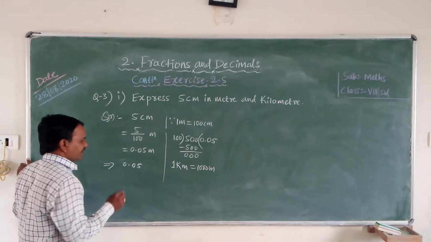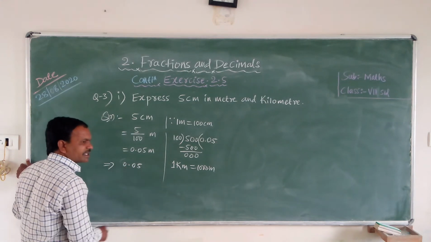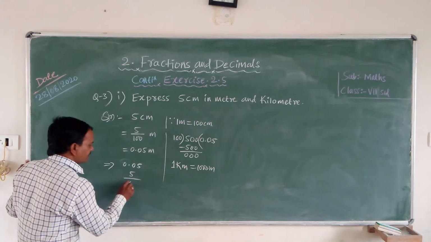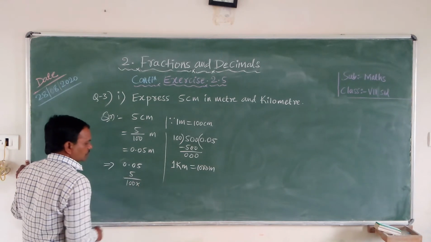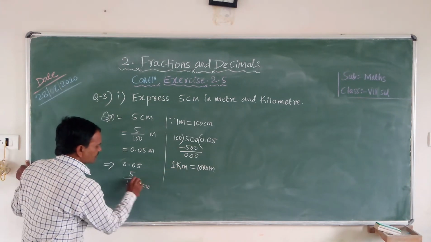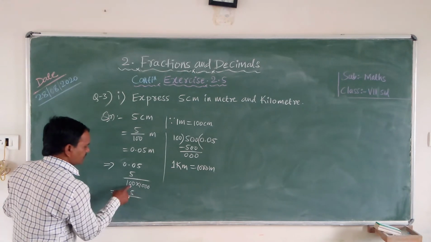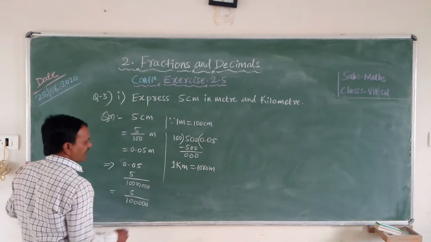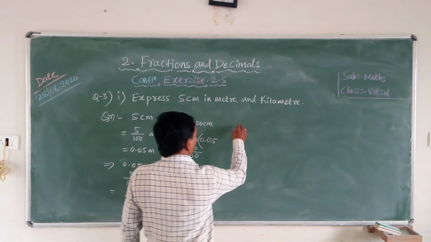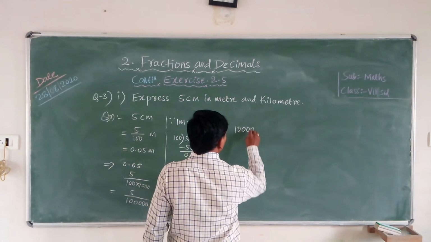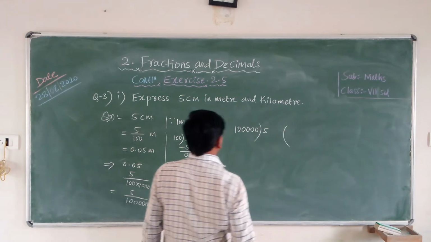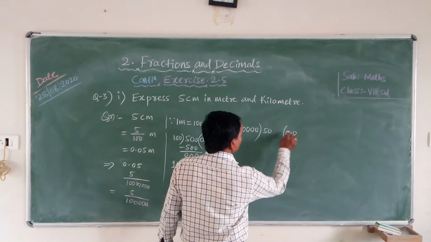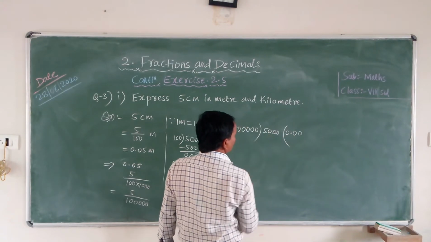See what happened here. First you see, after 0 point how many digits are there? 2 digits are there. So 5 divided by 2 digits means 100, into 1000. So it is equal to 5 divided by, how many digits are in 100000? 1 2 3 4 5. Now you have to divide 1 lakh divided by 5. See here. So what happened here? Point 0. Here also take 0, here 0. Here also take 0, 5000.